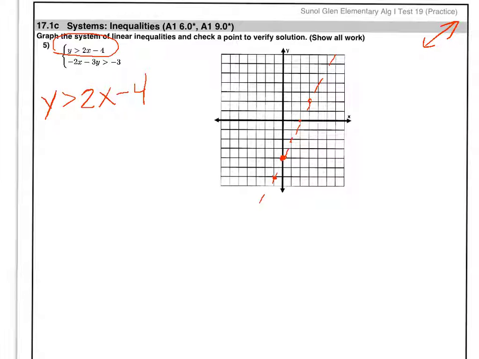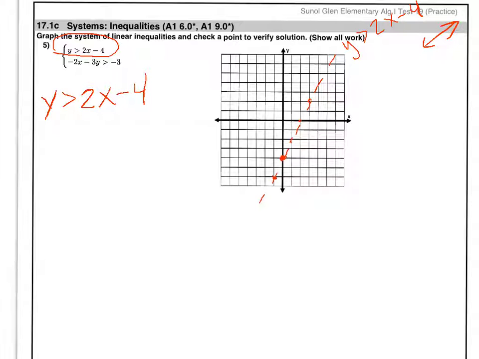Okay, and if I really hadn't used colors or something like that, I should label this guy. So I'm going to call this red guy y is greater than 2x minus 4. Okay, and now I'm going to get a different color so that I can do my, oh, I forgot to shade him. We need to shade him.